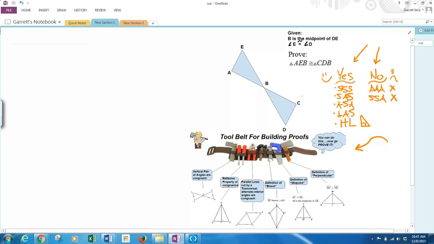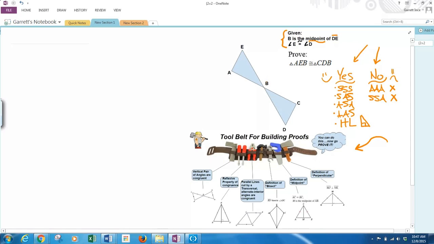So let's get to this proof. For this example, you always want to make sure that you take a close look at the givens. We are given that point B is the midpoint, kind of a key word there that you might need to reference, the midpoint of side DE, and that also angle E is congruent to angle D. We are trying to prove that these 2 triangles are in fact congruent. Okay, so let's get started.